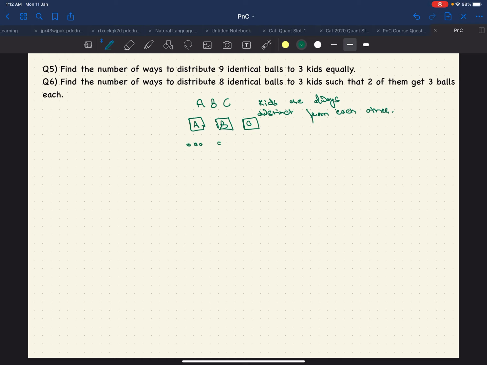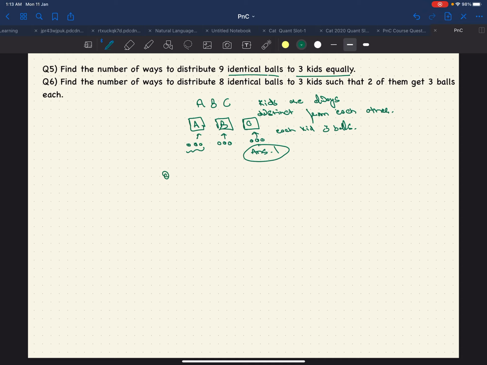Now we have 9 identical balls here. And we have to distribute these 9 identical balls to 3 kids, but equally. So we are giving each kid 3 balls. Now, as the balls are completely identical to each other, we can give any 3 balls to each one of them, and we will always get the same result. So we give 3 to A, 3 to B, and 3 to C. And therefore, there is only one way to distribute 9 identical balls to 3 kids equally.